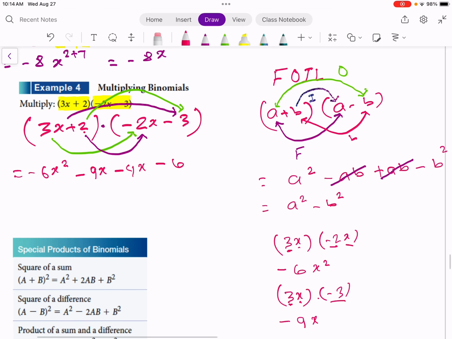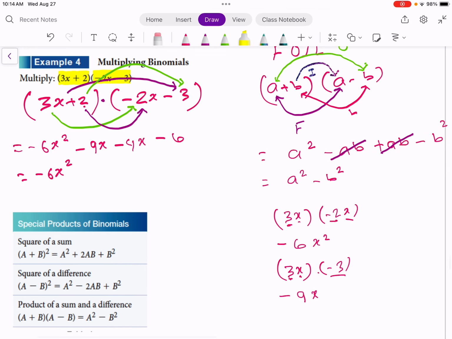Now we look for the like terms. We don't have a like term for the first one, so we write it down as it is. We have negative 9x and negative 4x as like terms. And what is that? Negative 9x, negative 4x, that is negative 13x minus 6. And this is our final answer. Okay, so this is how we can multiply binomials using FOIL. Okay, any question?